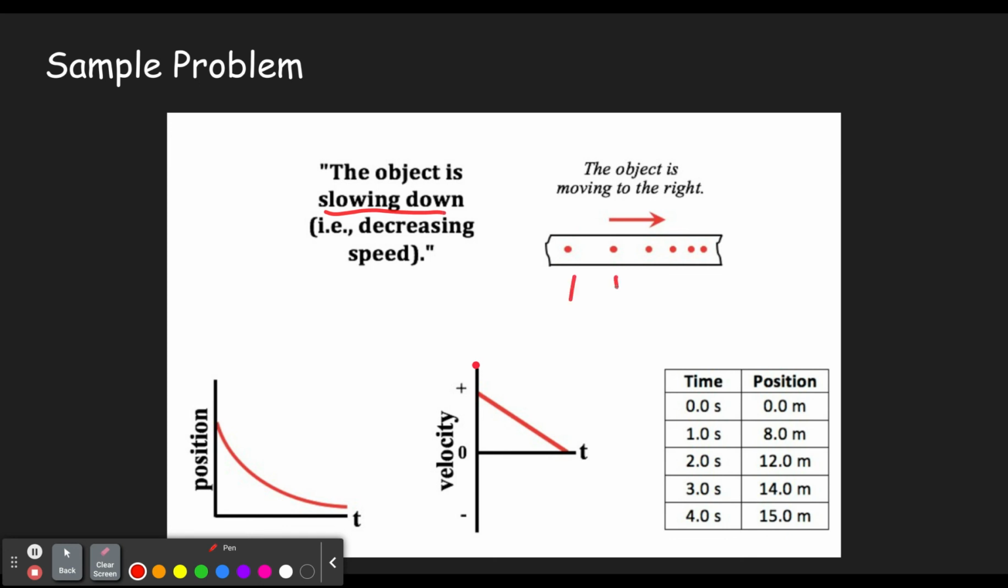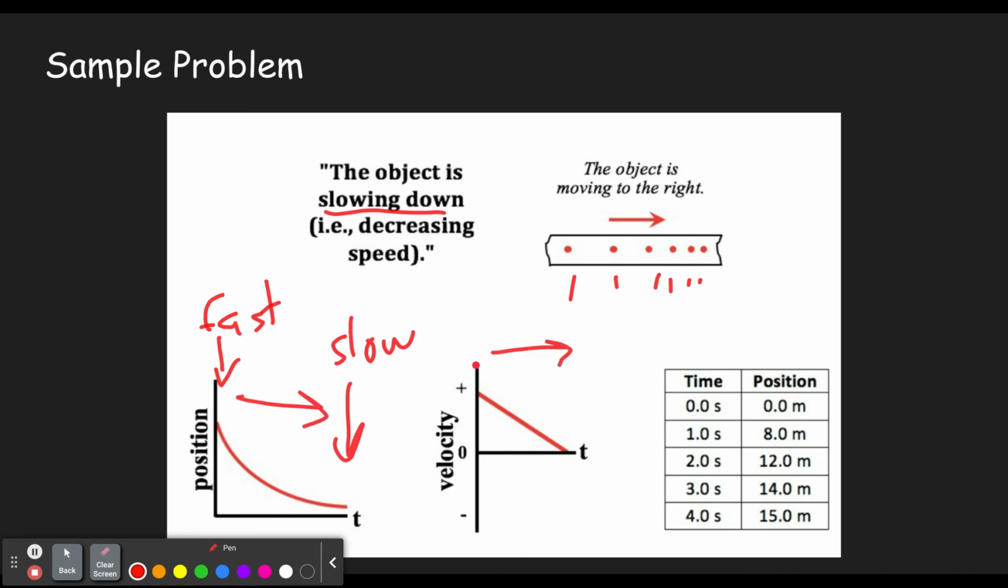This one starts out going fast, and then it starts to slow down because they're getting closer together. It's not going as far each second. So that one is slowing down. How about this one here? It starts out with a steep slope, which means fast. This is a position time graph. And it ends up with a flat slope, which means slow. Well, that's slowing down too if it's going from fast to slow.